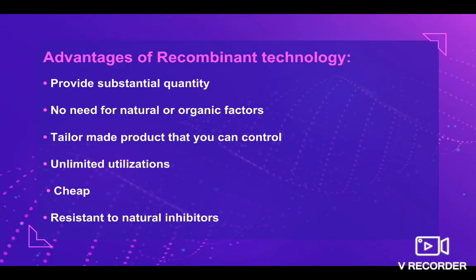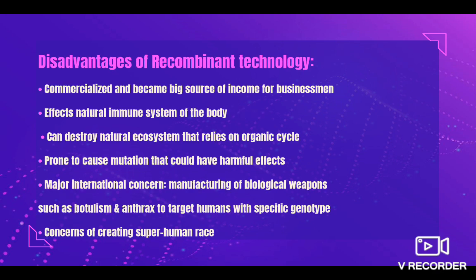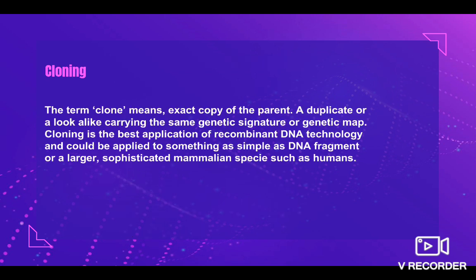About the advantages of recombinant technology: it's unlimited in utilization, cheap, and resistant to natural inhibitors. But about the disadvantages of recombinant technology: it affects the natural immune system of the body, and can also destroy natural ecosystems that rely on organic cycles.